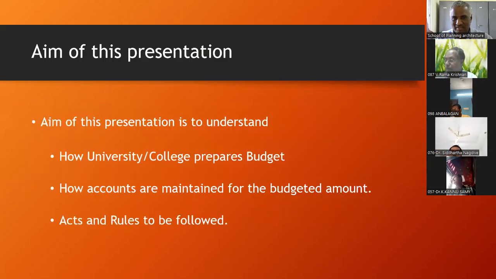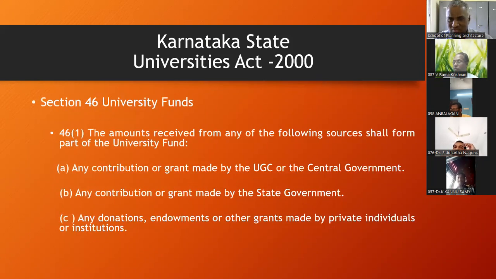The aim of this presentation is to understand how universities and colleges prepare budgets. We have taken the example of the Karnataka Universities Act. Universities Acts are different for each state, but overall, I think we see similarities in the provisions. The second aim is how accounts are maintained for the budgeted amount. The third is the acts and rules to be followed. These are the three objectives of this presentation.